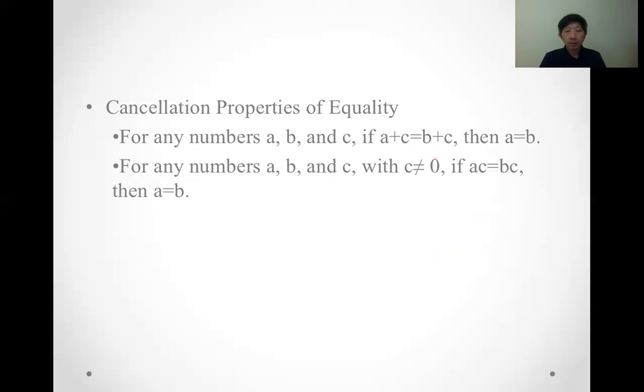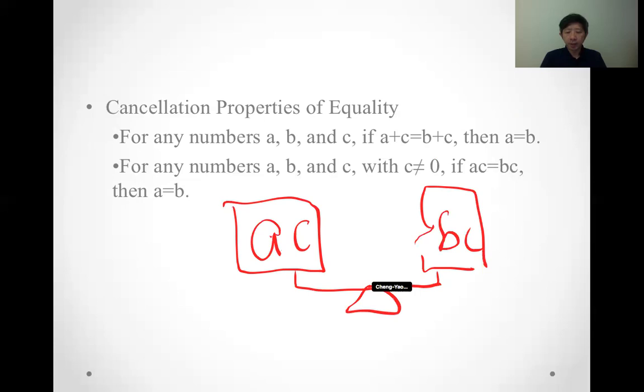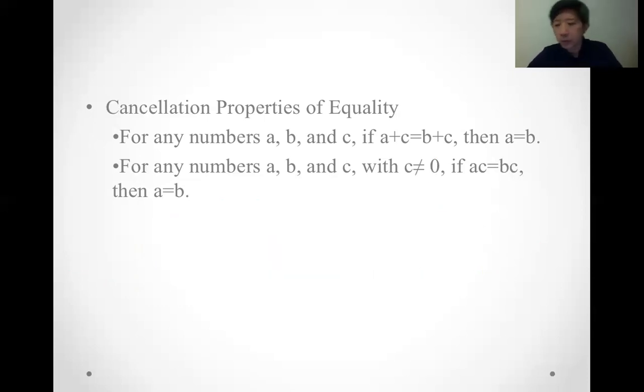Now what about division? I have AC on this side, and on the other side of the scale is BC, right? Now, if I divide by C, cancel C, I get A equals B, all right? So that's the concept of the cancellation property of equality, all right?